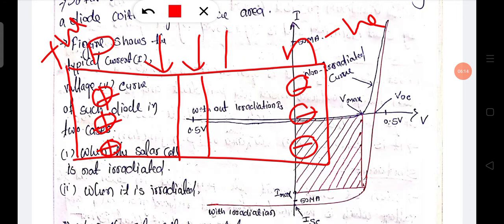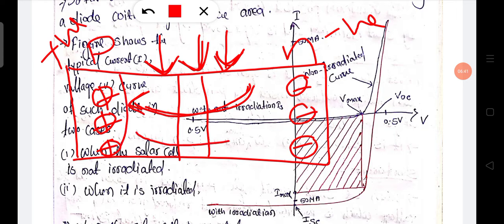That voltage builds up gradually whenever the sun ray radiates. The electrons from the p side go to the n side and are deposited there, and the holes from the n side go to the p side and are deposited there. So the voltage is increasing gradually.